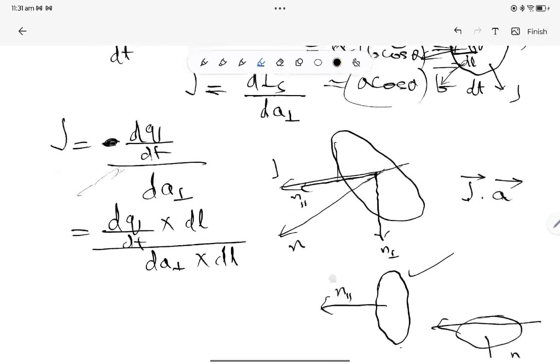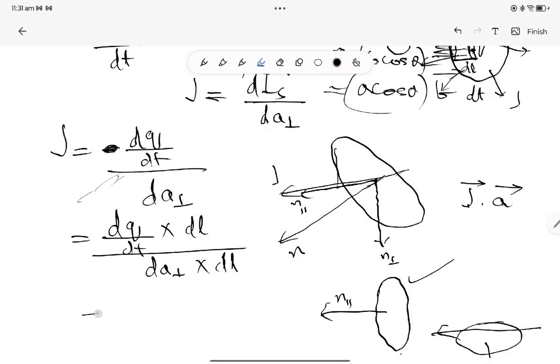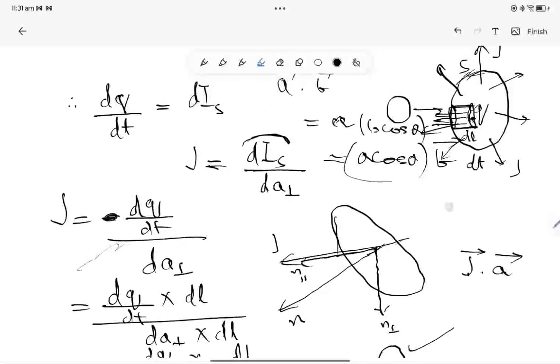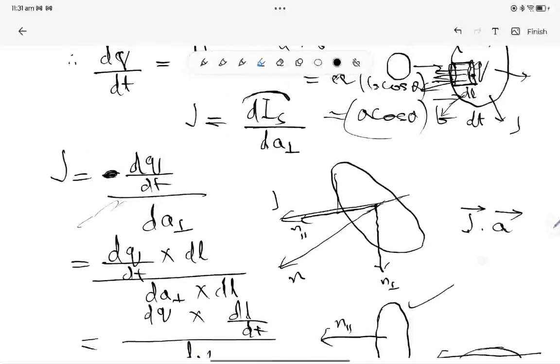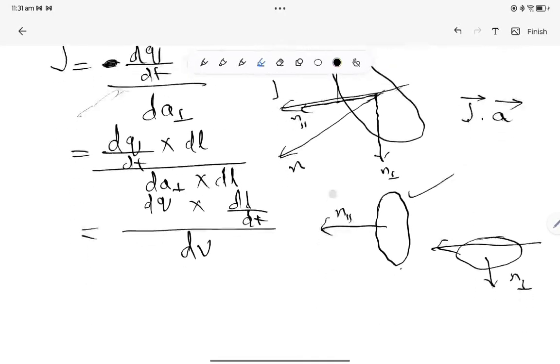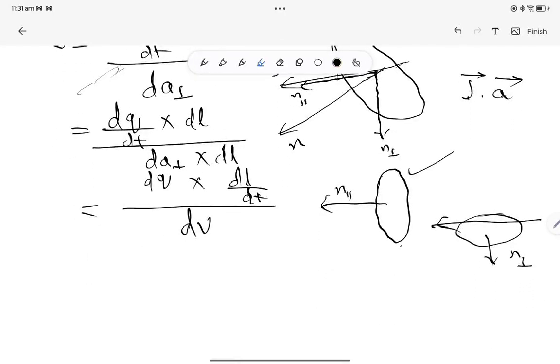Now you know we can do one thing with this equation. We can rearrange it and write it as dq into dl by dt divided by dA perpendicular into dl, that is volume. Now this is volume, area of cross section into dl, that is volume. Now we can write here the volume element from this to this. Now as you can see we have dq into dl by dt.